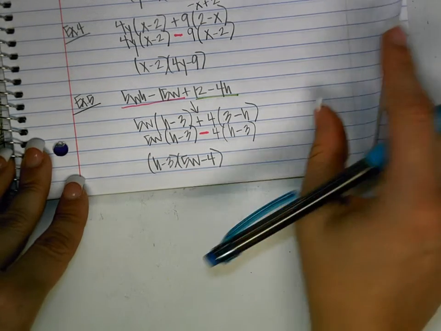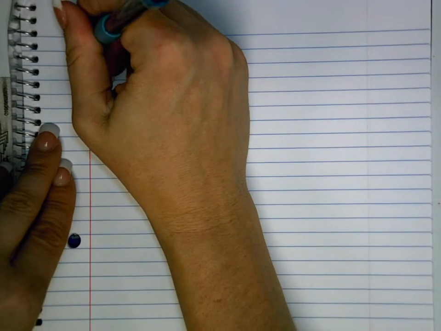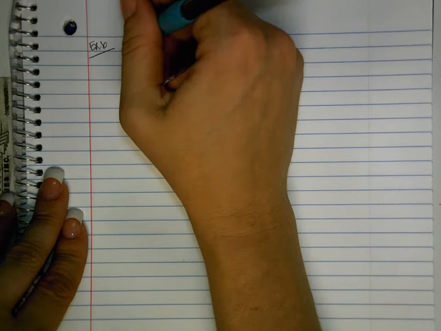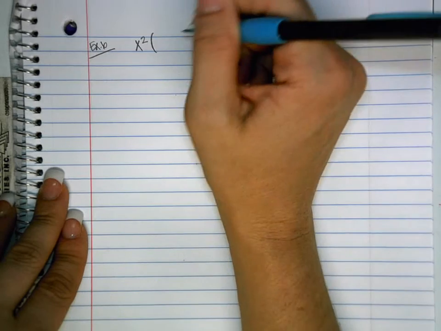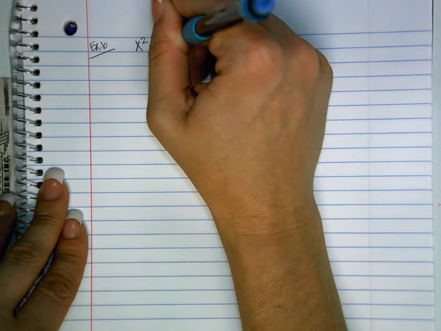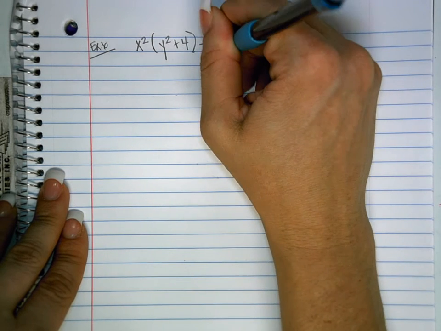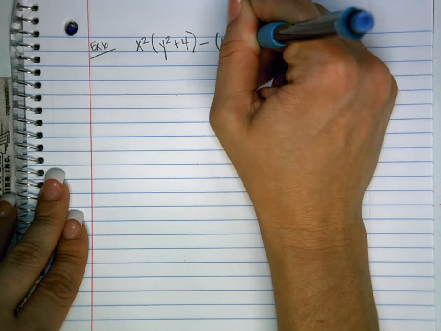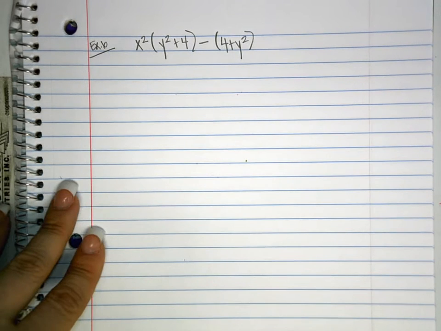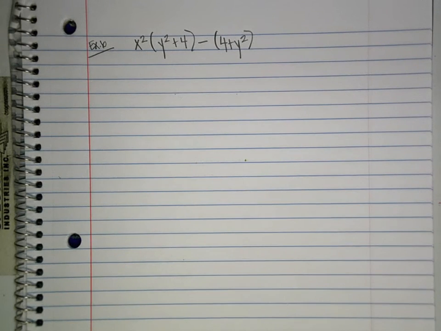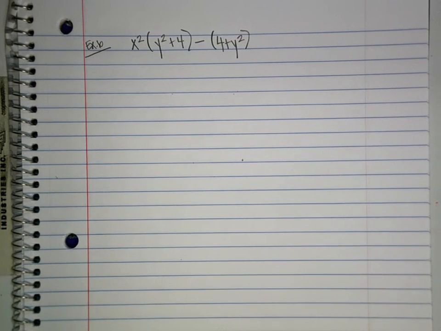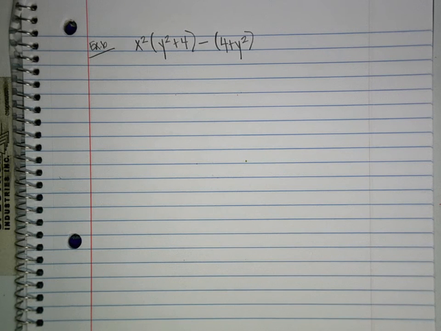Good. Okay, like 2 more. For number 6, I would like you to factor x squared times y squared plus 4 minus, in parentheses, 4 plus y squared. X squared times y squared plus 4 minus 4 plus y squared.